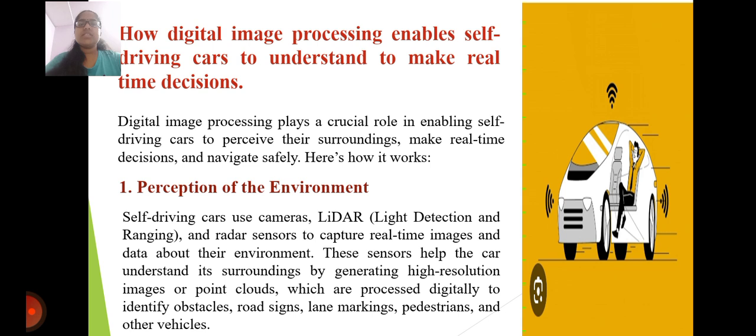Self-driving cars use cameras, LIDAR, that is, light detection and ranging, and radar sensors to capture real-time images and data about their environment. These sensors help the car understand its surroundings by generating high-resolution images or point clouds, which are processed digitally to identify obstacles, road signs, lane markings, pedestrians, and other vehicles.